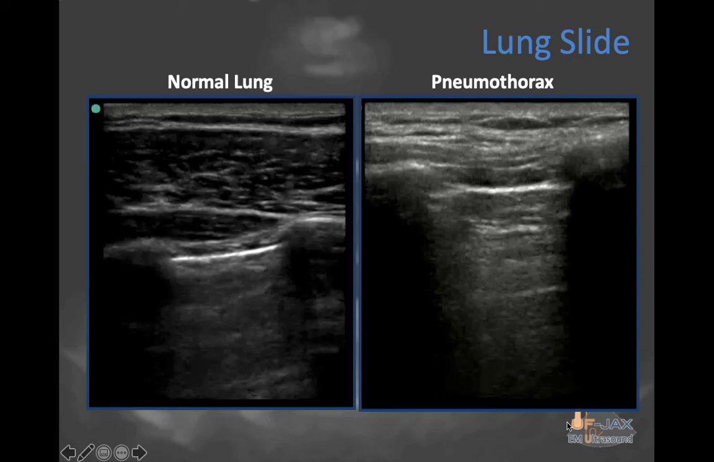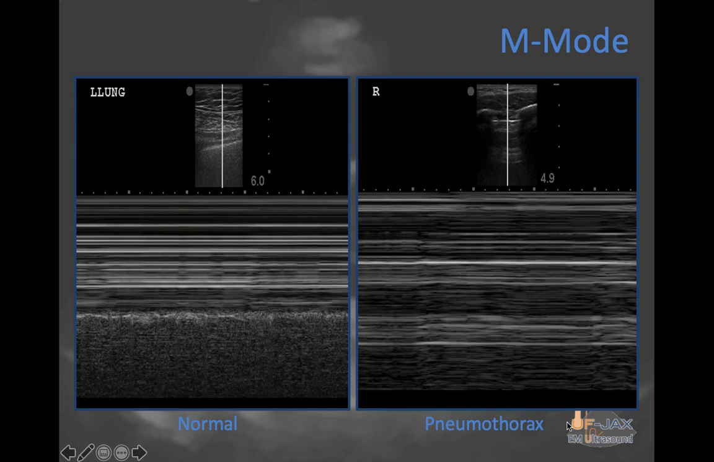Hopefully you can see the difference here between the pleural slide on the left and the stillness of the pneumothorax on the right. And yes, the video on the right is actually playing. If you're having difficulty seeing the difference in the previous slide, then M mode can further clarify matters. M mode is motion mode.